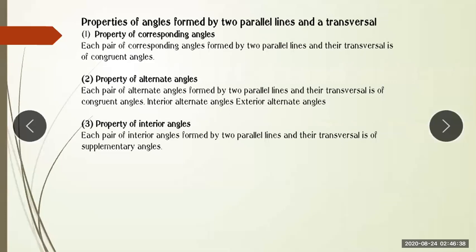Now the last property is the property of interior angles. Each pair of interior angles formed by two parallel lines and their transversal is supplementary. Now see, interior angle is always which angle? Supplementary angle. There are two kinds of angles, complementary angle and supplementary angle, that you have learned in 7th standard. Complementary angles add up to 90 degrees and supplementary angles add up to 180 degrees. So interior angle is what type of angle? It is a supplementary angle, that is, it is 180 degrees.